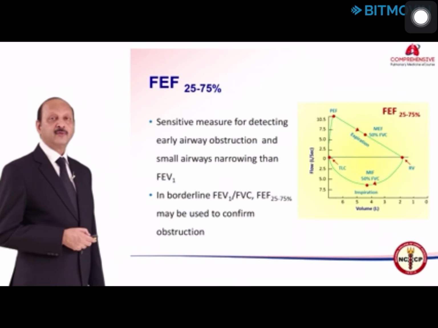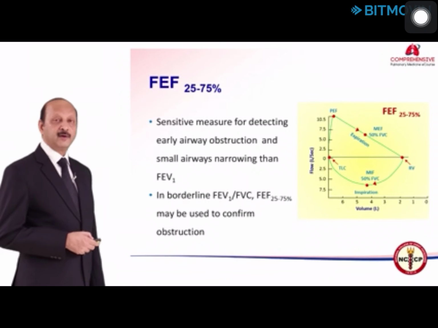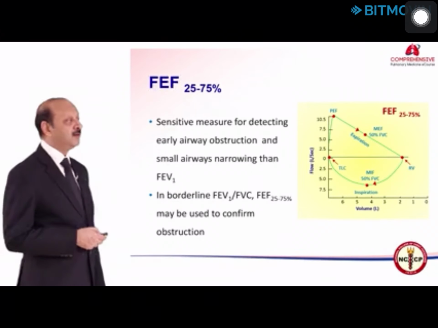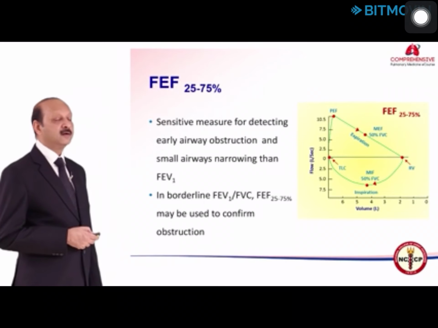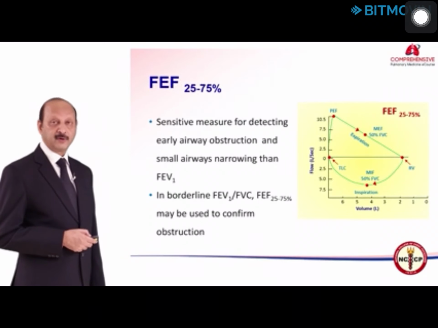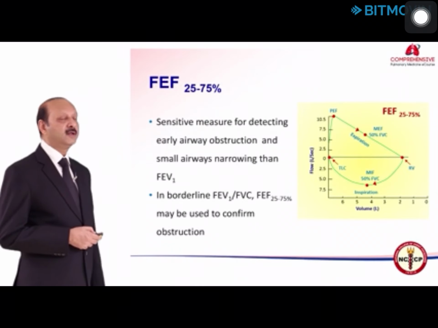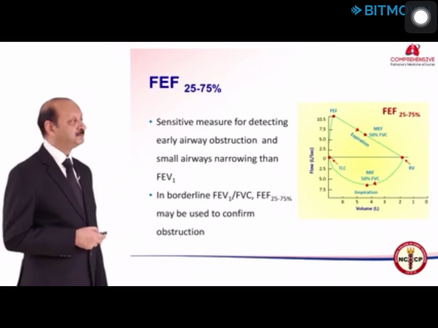Now, what is the importance of FEF 25 to 75? It is a very sensitive measure for detecting early airway obstruction and small airways disease before the FEV1 becomes abnormal. So, in case you are thinking of obstructive airway disease and you find the FEV1 by FVC ratio is borderline, then the FEF 25-75 can be used to say that yes, obstruction might be present. So, it helps in detecting early small airway obstruction.